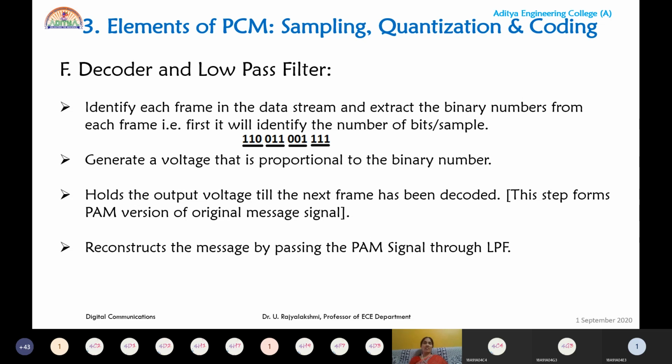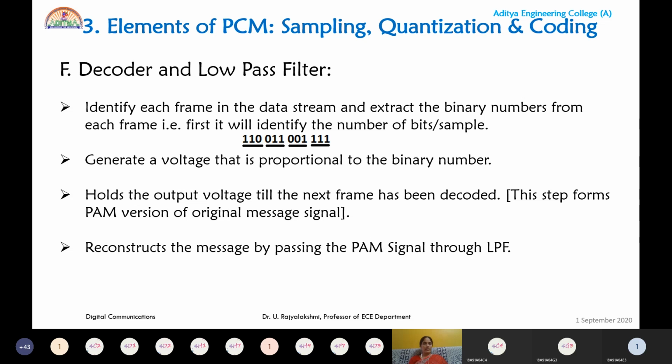Each frame will be decoded, and the same analog voltage will be kept in hold till the next frame arrives. Like that, each frame will be individually decoded so that you can generate a PAM signal. That PAM signal is applied to the low pass filter in order to reconstruct the message signal. This is all about the elements present in the PCM communication system.